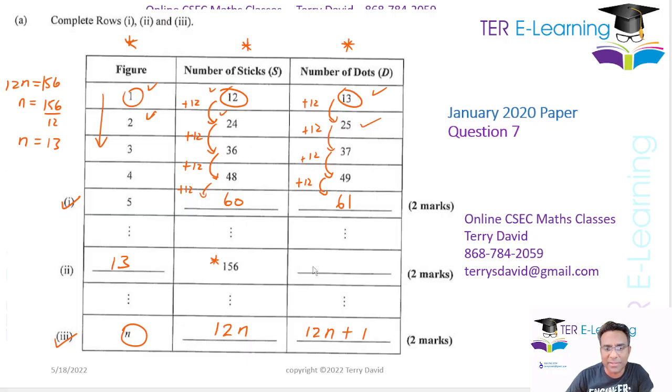But if you look at the pattern, to figure out what comes here, that number is always one more than the number of sticks. So this here is simply 157. No fancy calculation, that's it. And watch this. You've gotten 6 marks just for completing this table. Very easy table to complete, right?